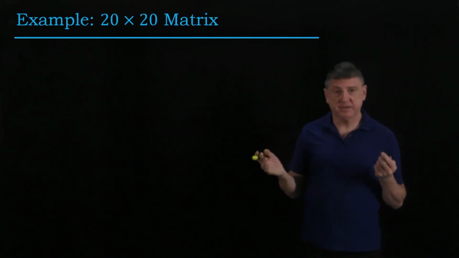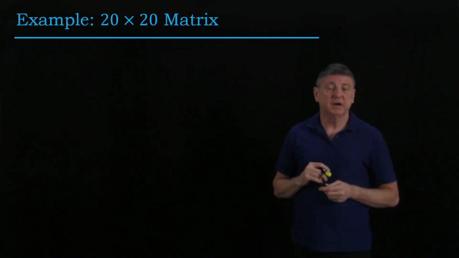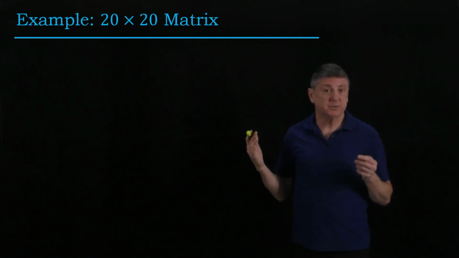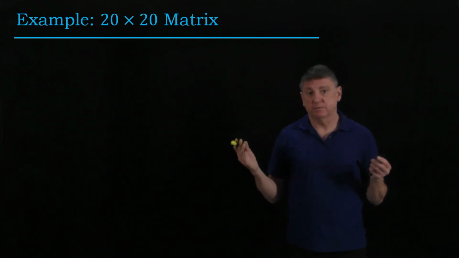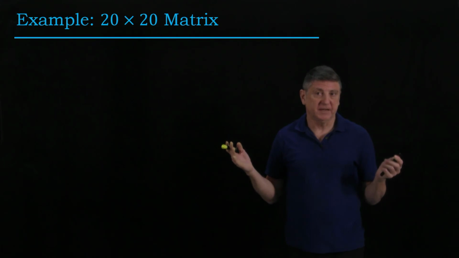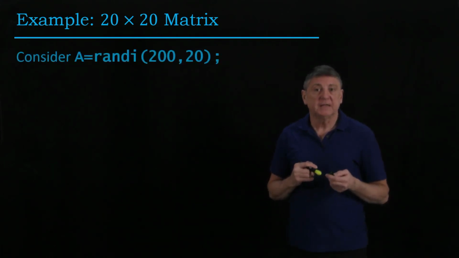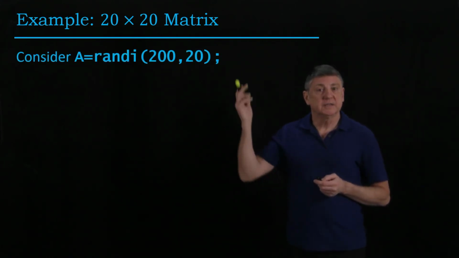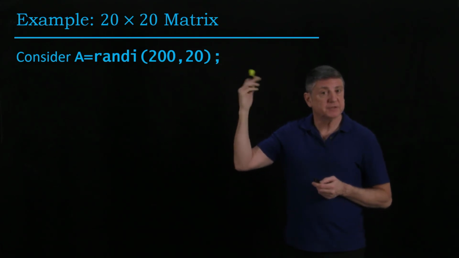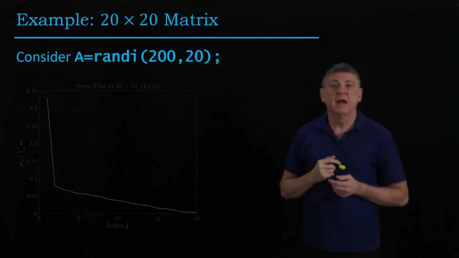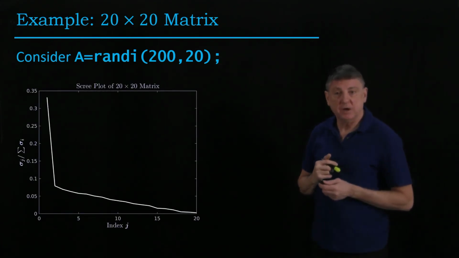Now, suppose I reset MATLAB's random number generator, and now I generate a 20 by 20 matrix with a maximum value of 200. I'm not going to print that out, and I'm not going to go through it. Instead, what I'll do is, so this is the statement that I used after setting the random number generator, and this is the scree plot.